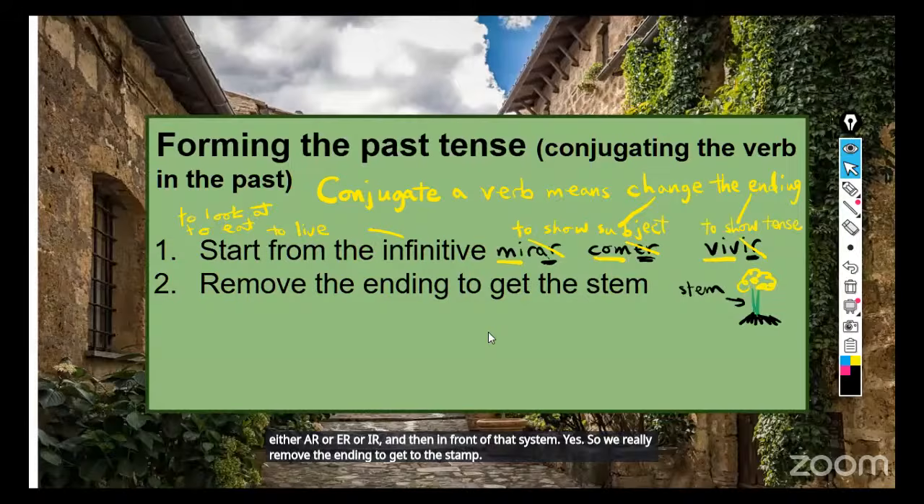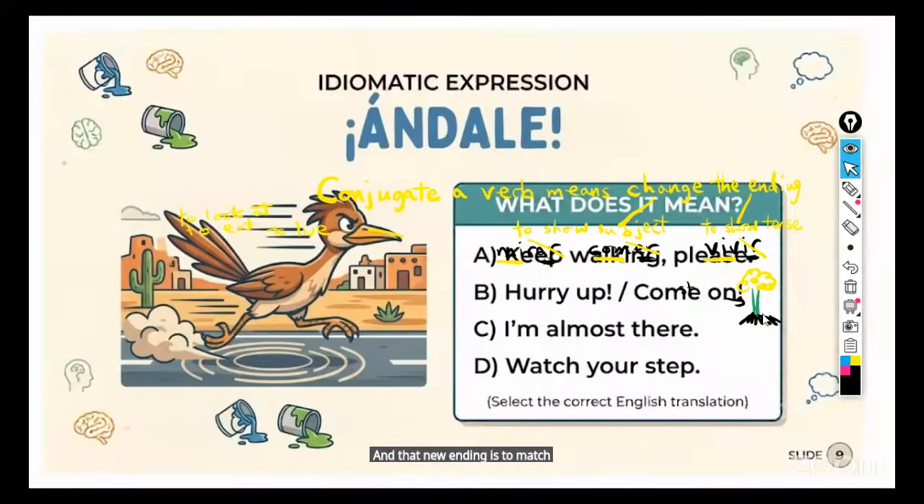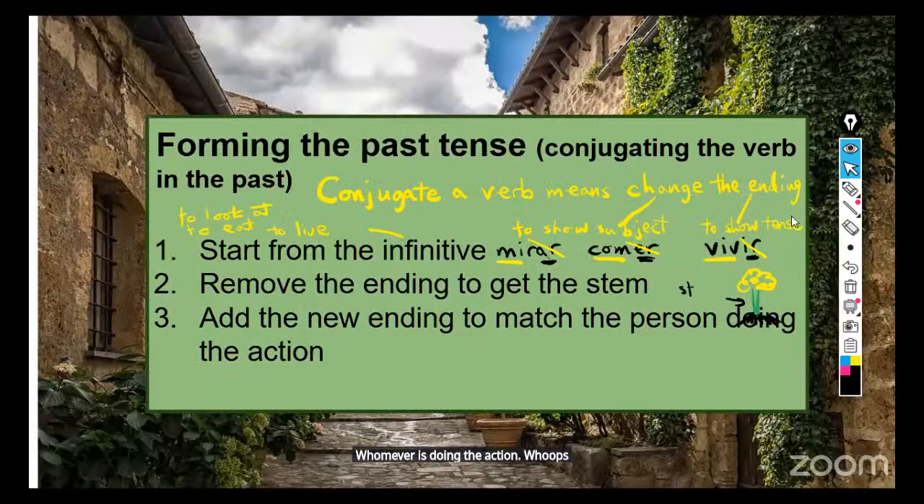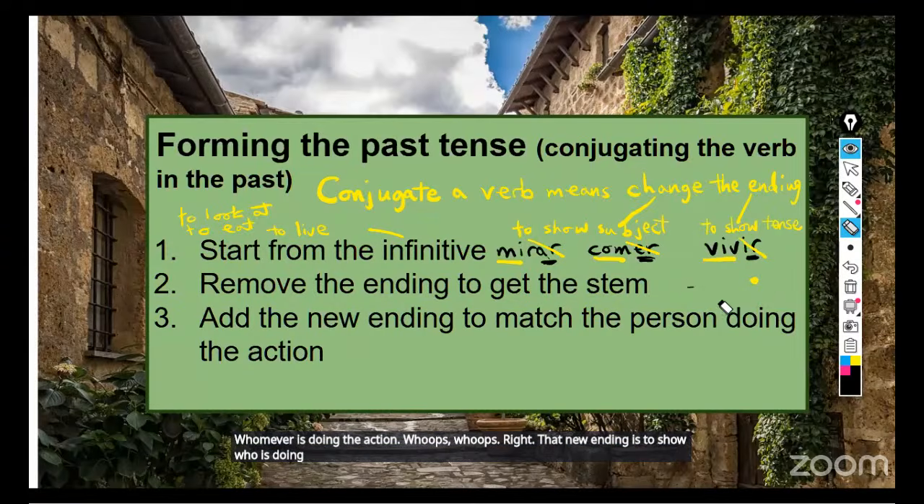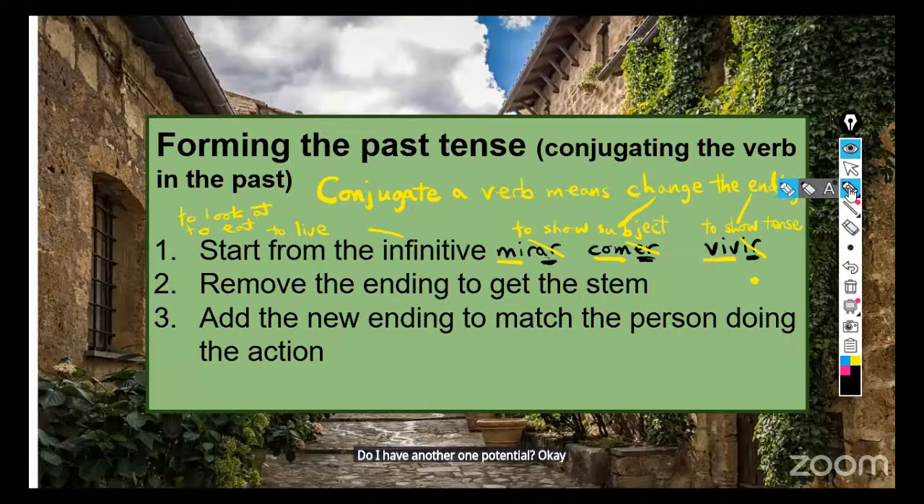And then to the stem, we add things. We add a new ending. And that new ending is to match whomever is doing the action. That new ending is to show who is doing the action. And it's to show the tense. So it's really a new ending to match the person doing the action and the tense.